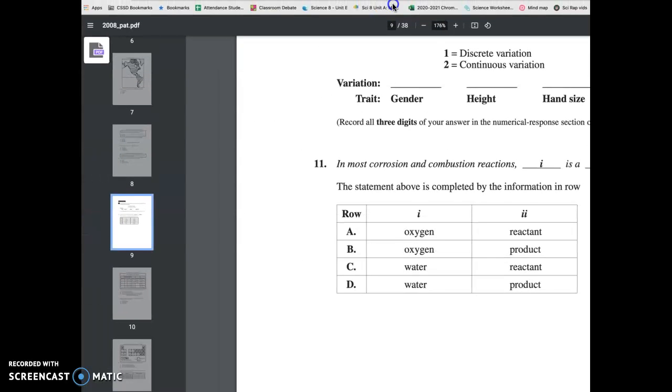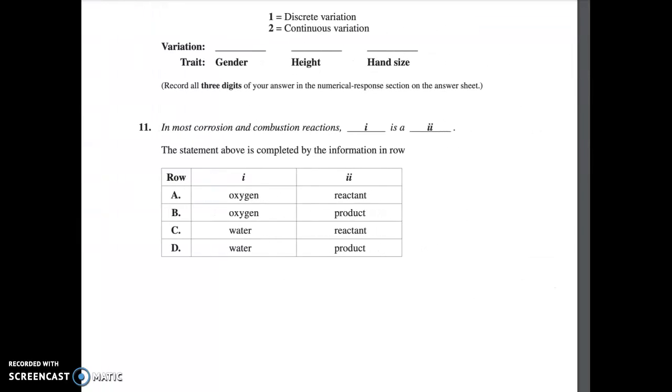So this video is a recording for the 2008 answer key for the chemistry section. So number 11 is asking about corrosion and combustion.